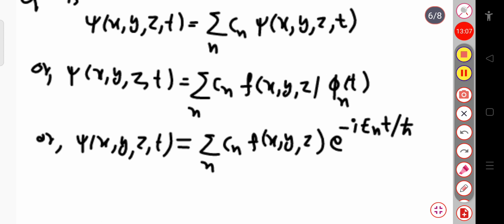So here the conclusion is that this is the general solution of the time dependent Schrodinger equation in terms of the linear combination of the stationary states. This is the linear combination, because this is sum over n cn f of x y z exponential minus i e n t by h cut. So here the presence of n means this is a linear combination of the states.